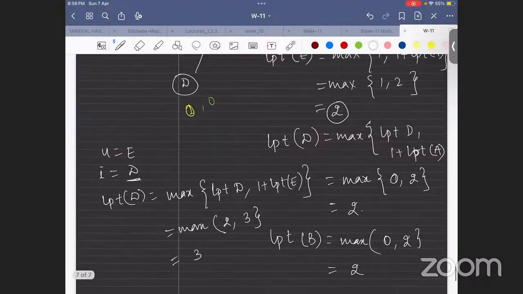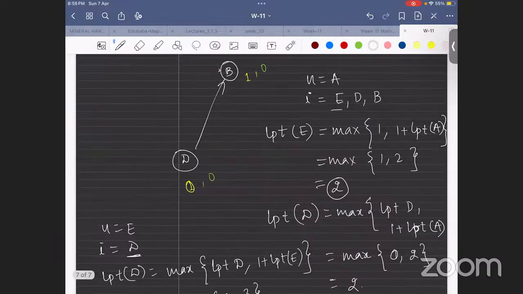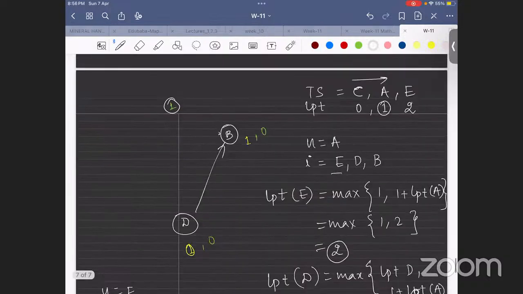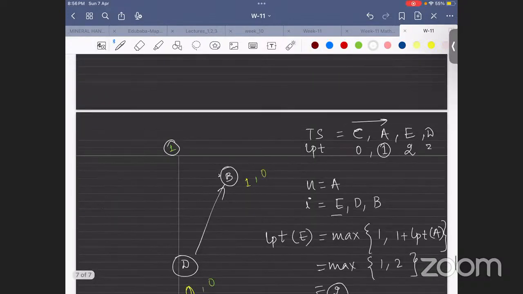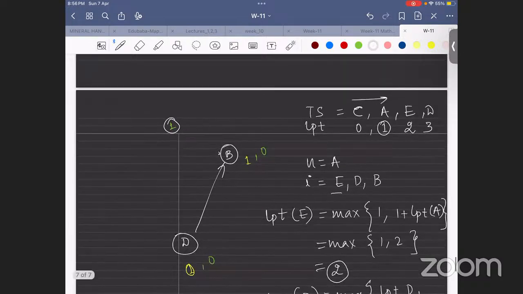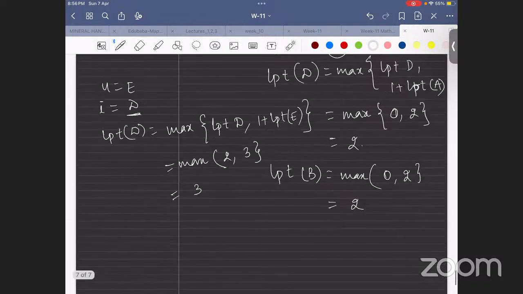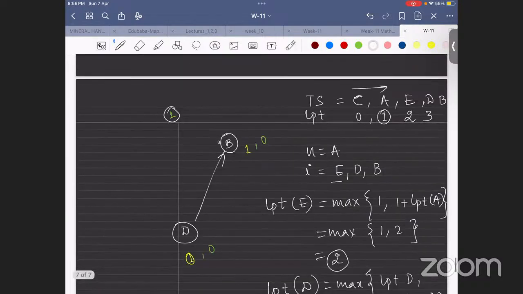Now we have D having an in-degree 0, so I'll update it here. And now I'll write the longest path to D is 3. Similarly, now we are left with only B, so I'll be writing it here. And now you can calculate the LPT for B also. So that will be, I guess, 4.